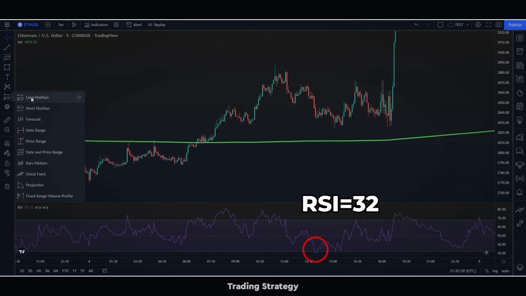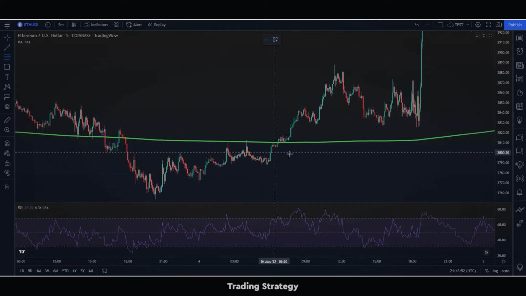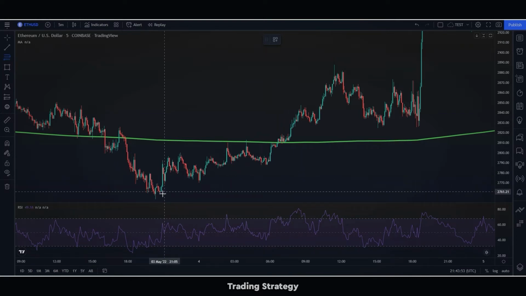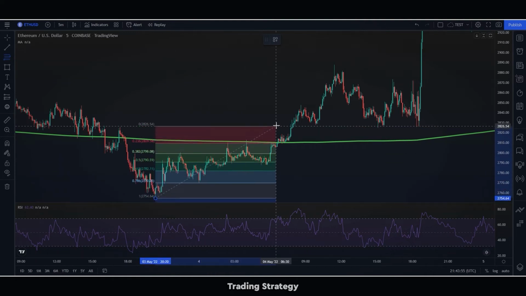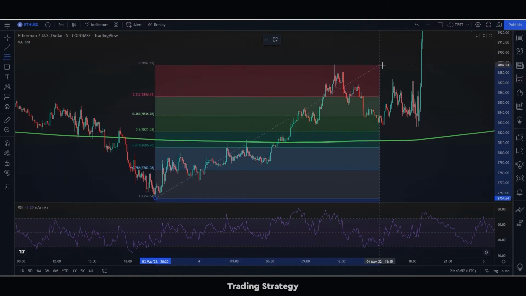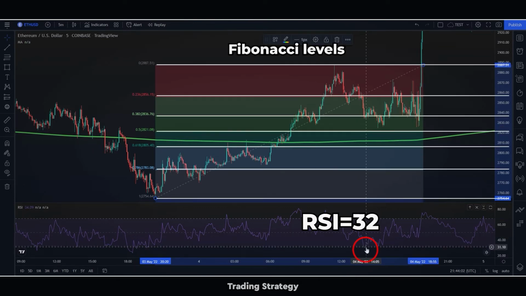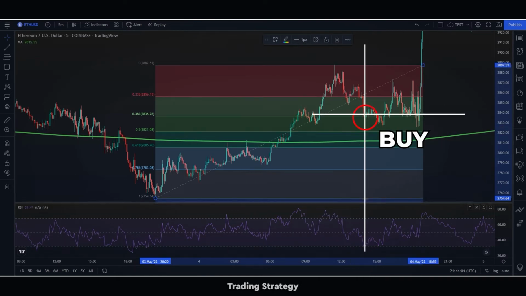In case it touches the value of 32, we will plot the Fibonacci levels from the beginning of the trend to the highest point of the trend. If the level of 32 of the RSI coincides with any of the Fibonacci levels, then we will carry out the buy operation.